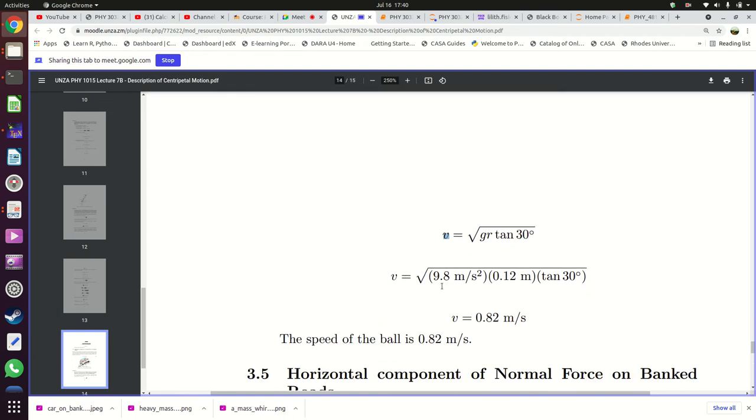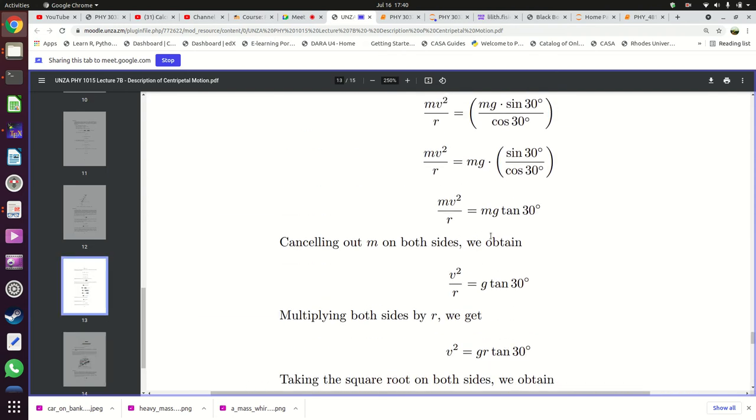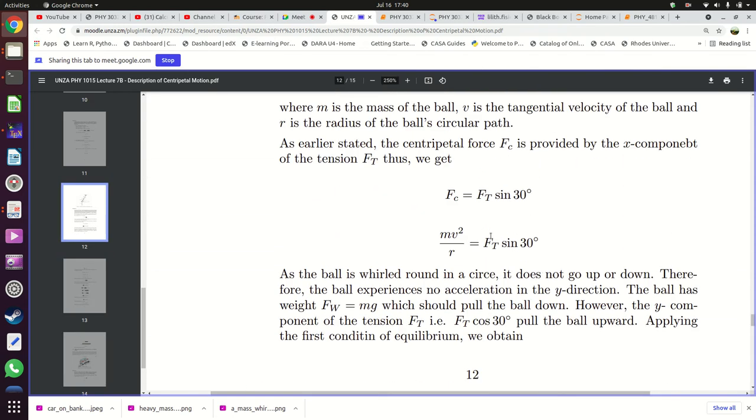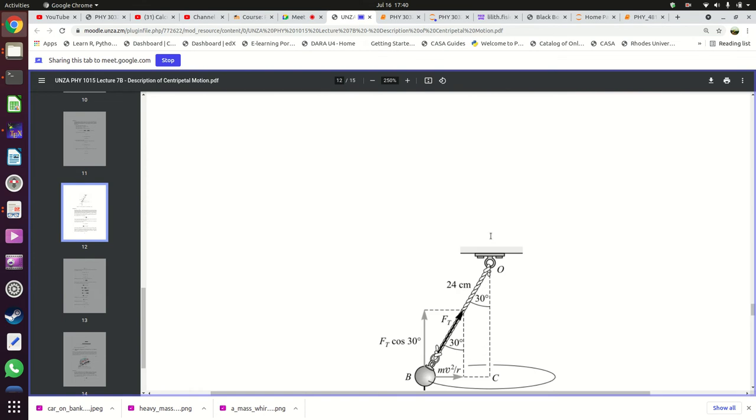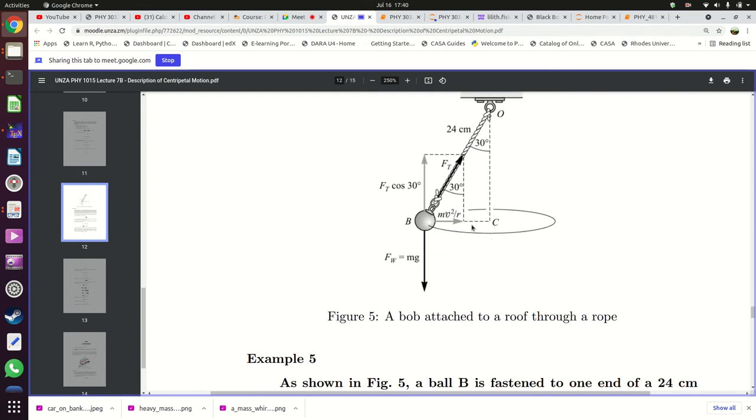v is equal to the square root of g, which is 9.8, times the radius. Now this radius r is not the length of the string. This radius r is the radius of the circular path. The r we are looking at here is not the length of this string, it is the radius of this circular path in which the bulb is moving. Is that clear? Yes, sir.